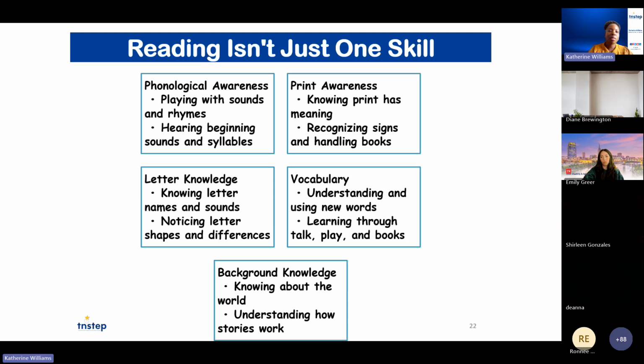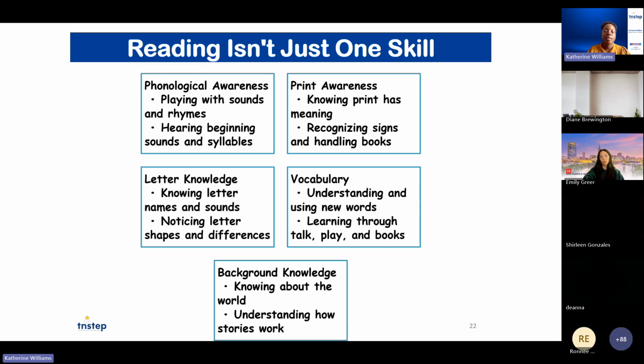And for phonological awareness, this is where you're playing with sounds, you're playing with rhyming words, you're beginning to hear the beginning sounds of words. So, such as saying ball or cat. They're starting to notice that these letters, if we put them together, they're able to mean and they sound one word. Also, print awareness.